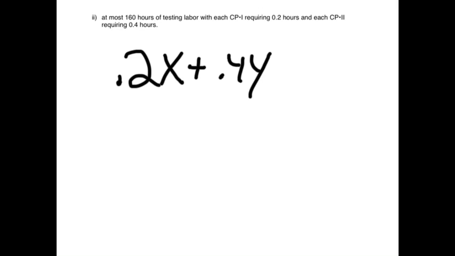So here we've got another constraint. This is going to be 0.2 hours for each CP1. I'm getting that right from this text right here. CP1 requires 0.2 hours plus 0.4 times the CP2 numbers. How many CP2s do we have? Sorry, my 4 looks a little bit like my Y, but that's a 0.4 Y. That has to be less than or equal to 160. Now we have two constraints, one on the assembly time and one on the testing time.